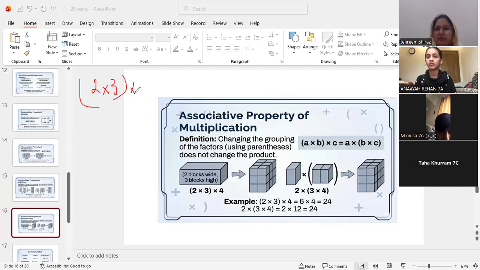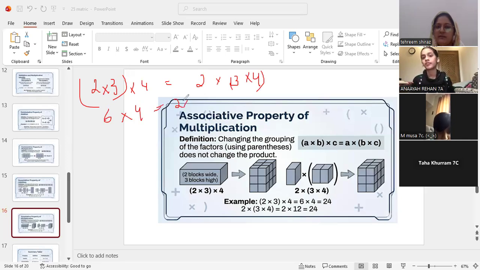I grouped the first 2 terms, and the next term will be all alone. Then I will group the next 2 terms, and the first term will be all alone. What will I do? 6 multiply 4, 2 multiply 12. The answer will be 24 equals 24.